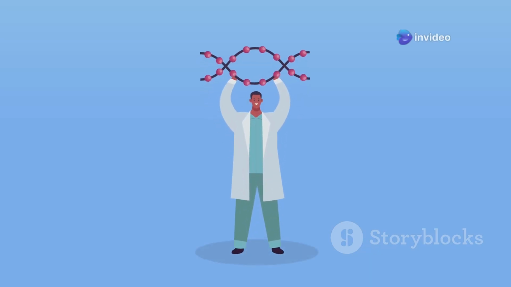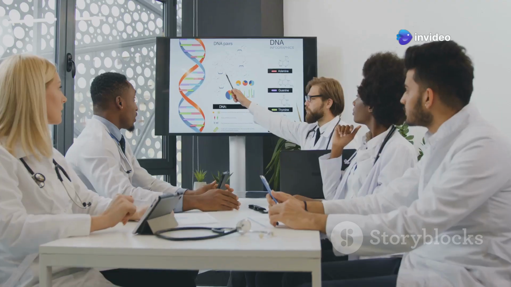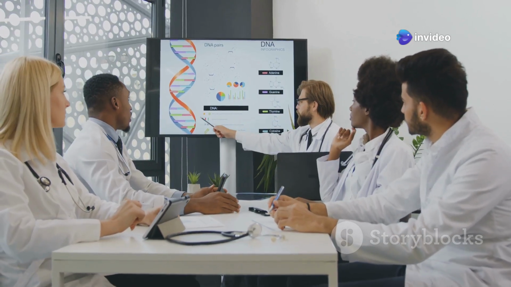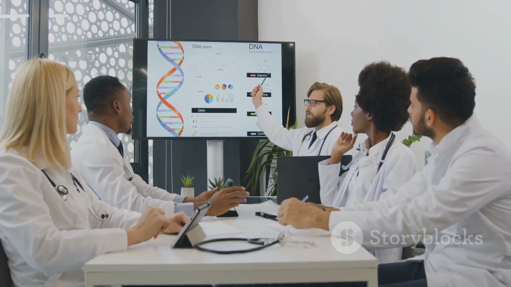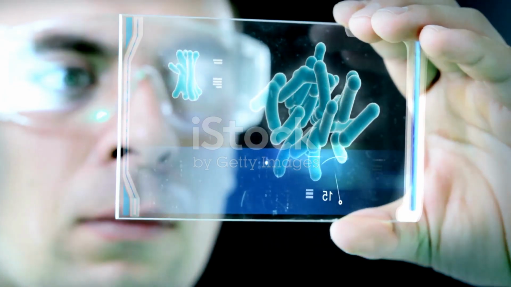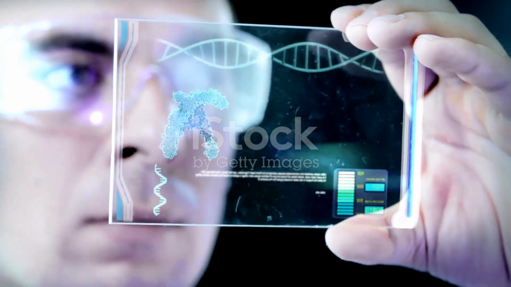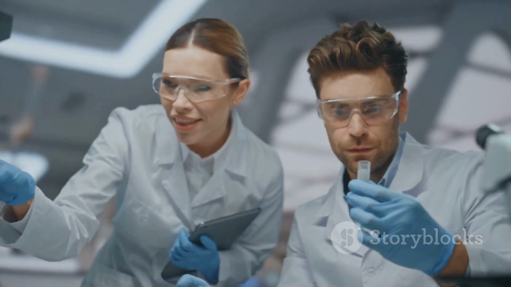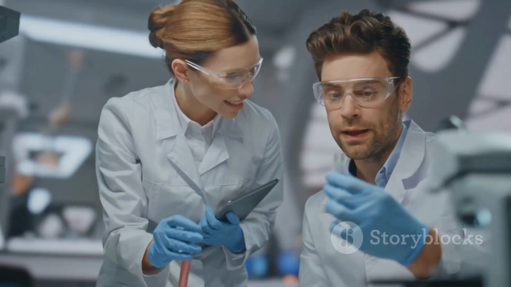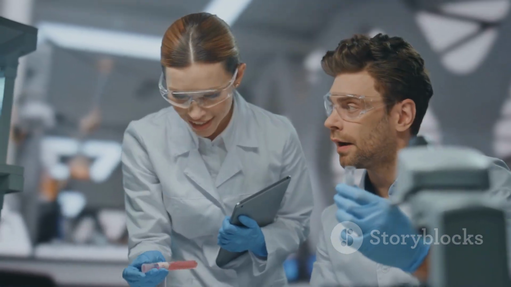Issues such as genetic privacy, designer babies, and the potential for genetic discrimination require careful consideration as we navigate this uncharted territory. One thing is certain: DNA's story is far from over. As we continue to unravel its secrets, we can expect even more astonishing discoveries that will shape the future of science and humanity.